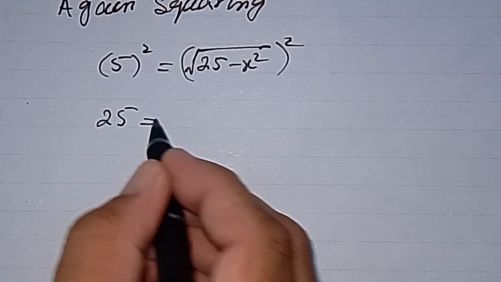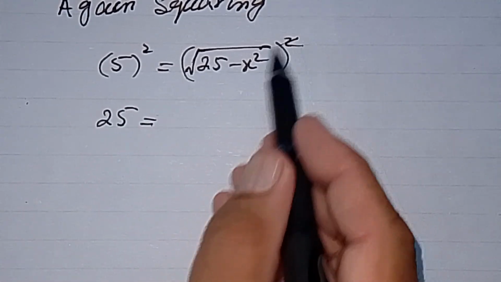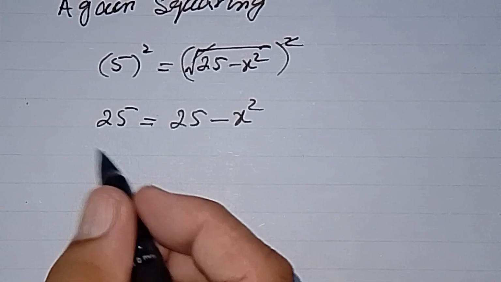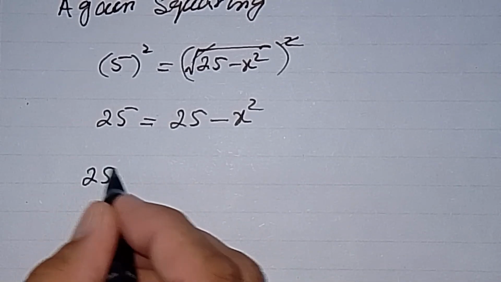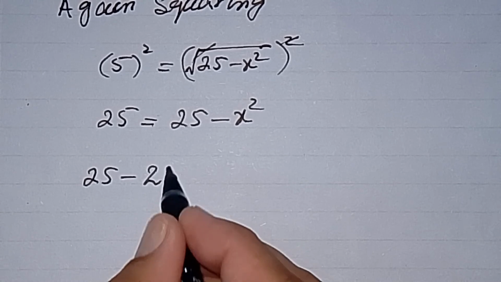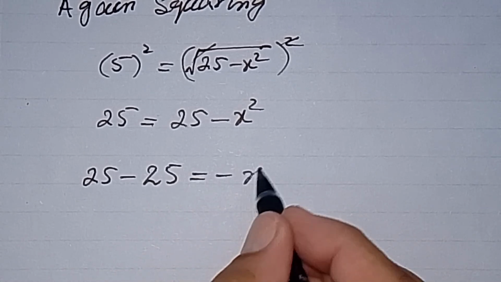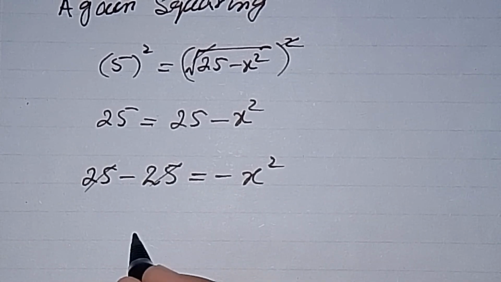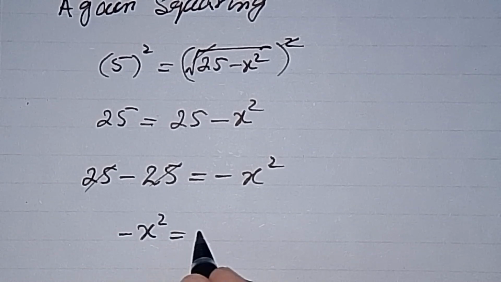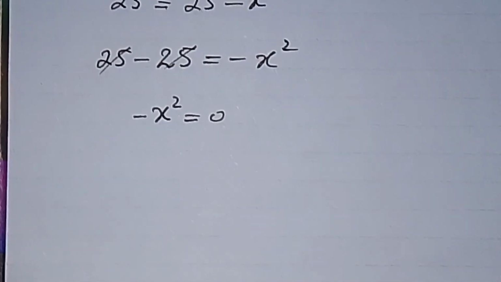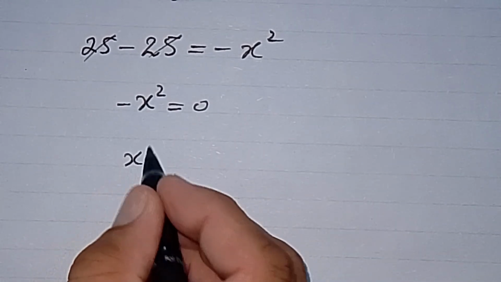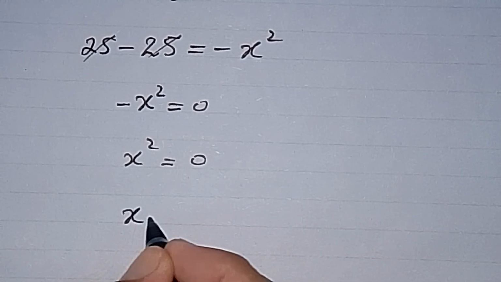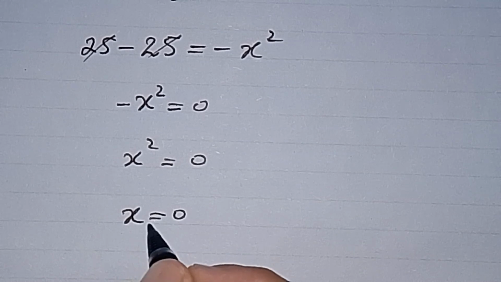25 is equal to, the square and square root are cancelled, 25 minus x square. 25 minus 25 is equal to minus x square. These two terms are cancelled. Minus x square is equal to 0. X square is equal to 0 and x is equal to 0. Taking square root, x is equal to 0.